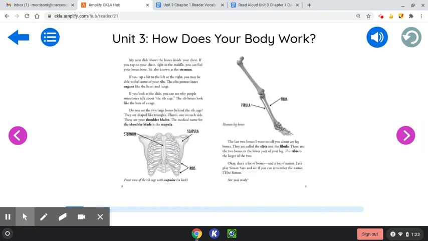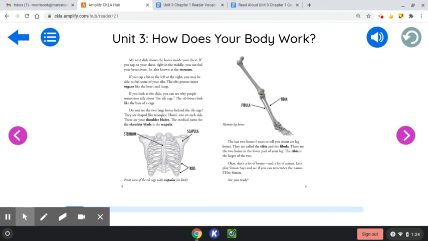Okay, we're going to start on page 8. My next slide shows the bone inside your chest. If you tap on your chest right in the middle, you can feel your breastbone. It's also known as the sternum. If you tap a bit to the left or the right, you may be able to feel some of your ribs. The ribs protect inner organs like the heart and lungs.